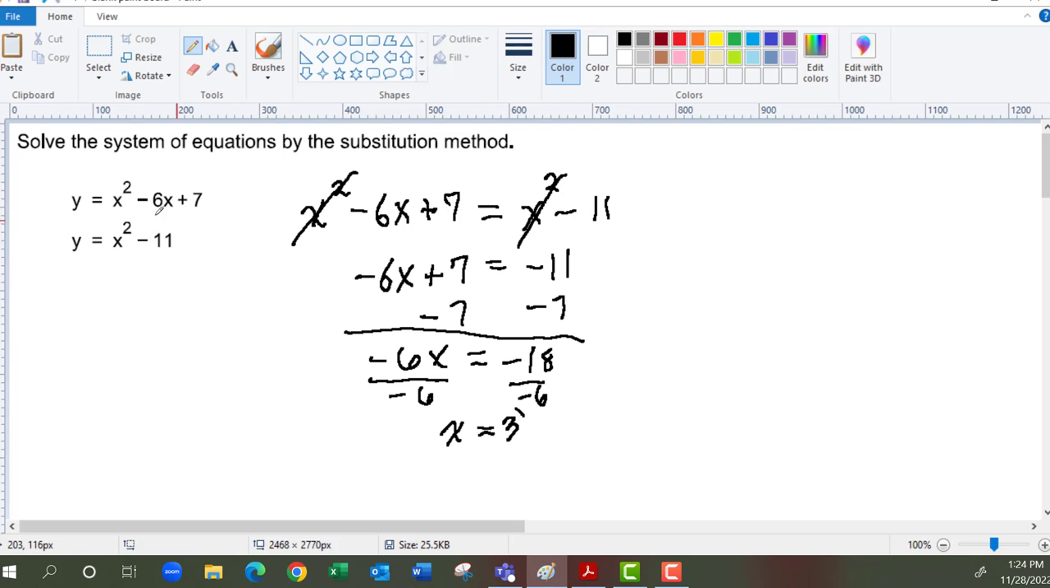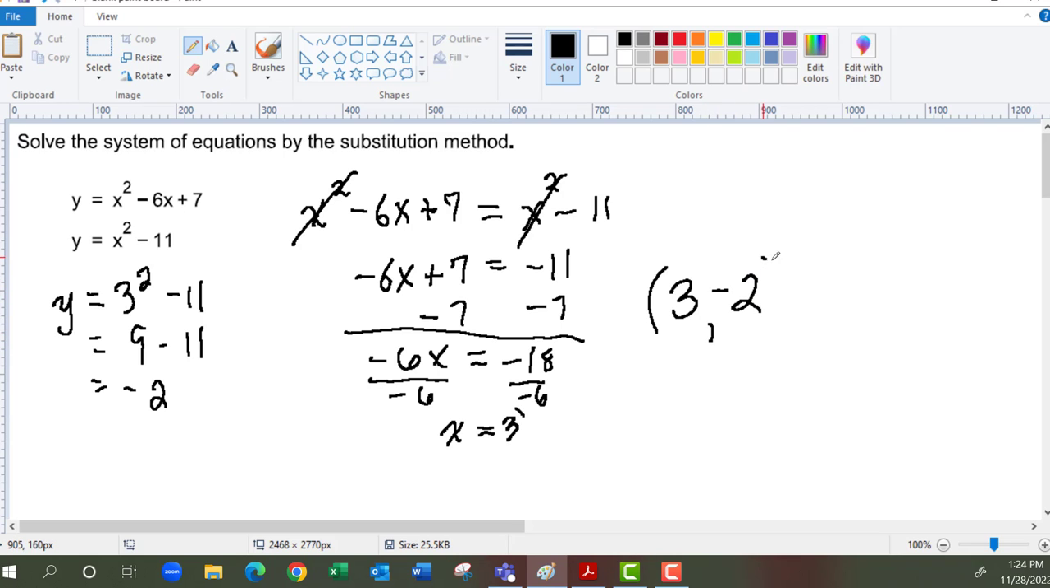So we'll need to substitute this 3 into either one, and it doesn't matter which one because you'll get the same result. And since this second equation is a little bit shorter, I'll say y is equal to 3 squared minus 11. That's 9 minus 11, which is negative 2. So the solution set for this one is the ordered pair (3, negative 2). So these two curves only intersect at that one point where x is 3 and y is negative 2.